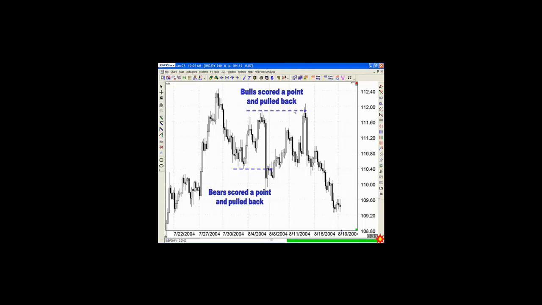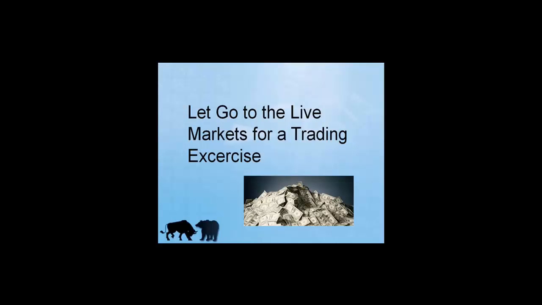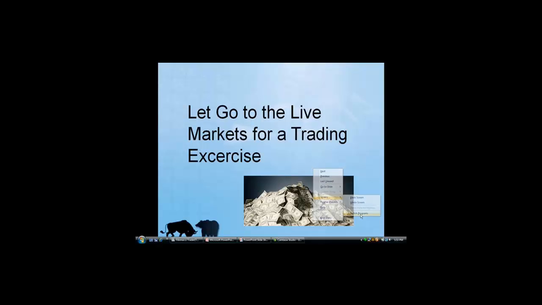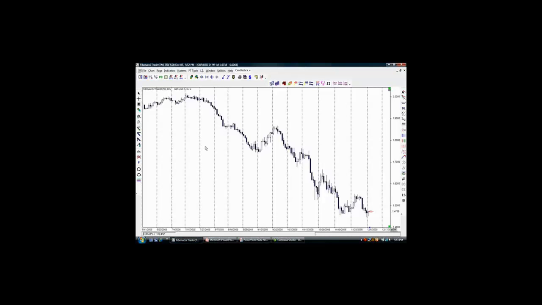And obviously knowing where all these orders are, here's where the selling pressure comes in at resistance, and here's where the buying pressure comes in at support. Okay, now let's go to the live market for a trading exercise. We're going to learn how to put supports and resistance in the live market. So I'm going to switch the screen and keep on recording here. And we're going to go to our charts.